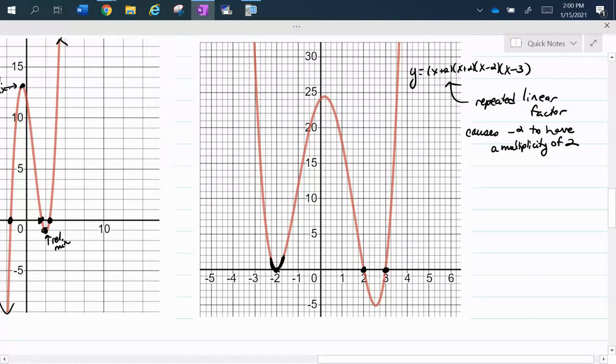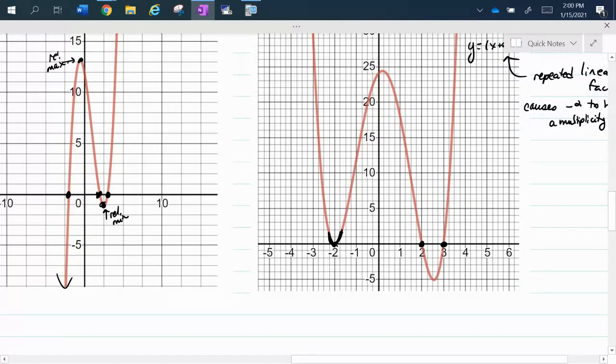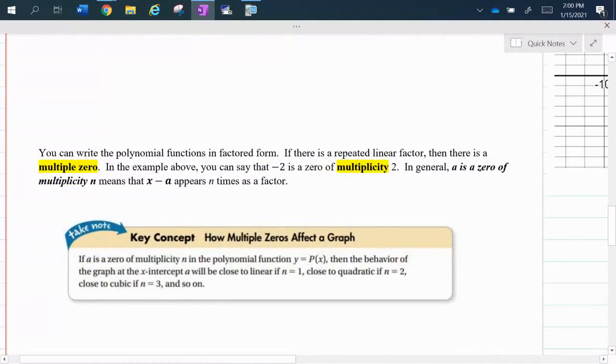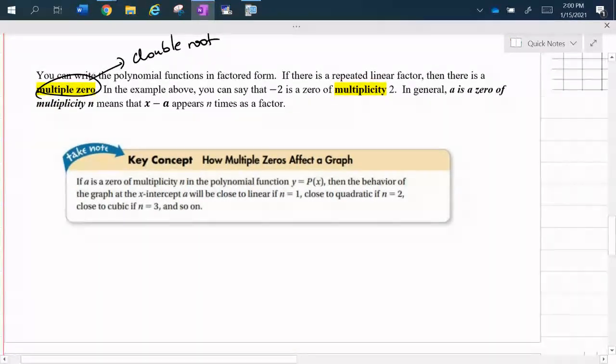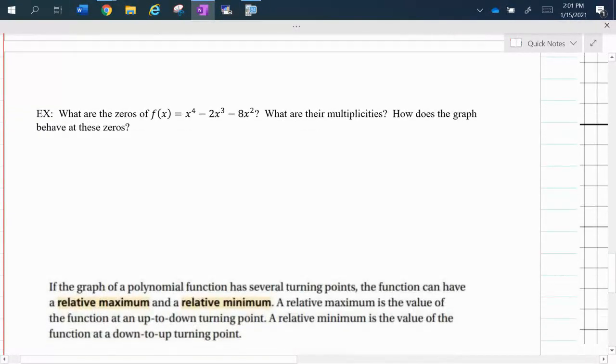So when we have a repeated linear factor, then that 0, which in this case is -2, has a multiplicity of 2, and it touches the x-axis but doesn't cross. Okay, so that's what all this is saying here. You can write the polynomial function in factored form. If there's a repeated linear factor, then there is a multiple 0. We call it a multiple 0, sometimes known as a double root. You can say -2 has a multiplicity of 2. That's what we just talked about. Okay. And then we can do that one more time.